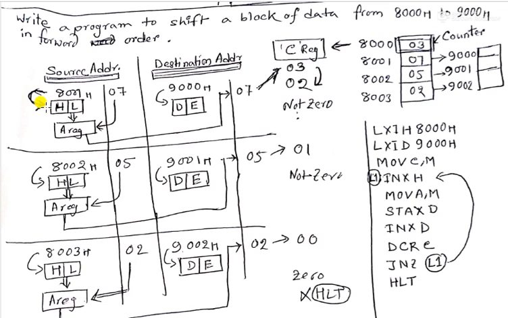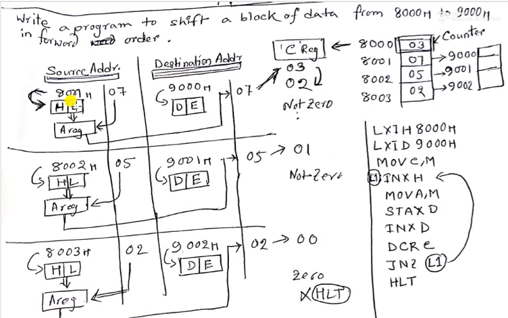So we have to store the address in a register pair. We load 8001 at the HL register pair, and we load 9000, our destination address, at the DE register pair. So our source address is stored at the HL register pair and the destination address is stored at the DE register pair.